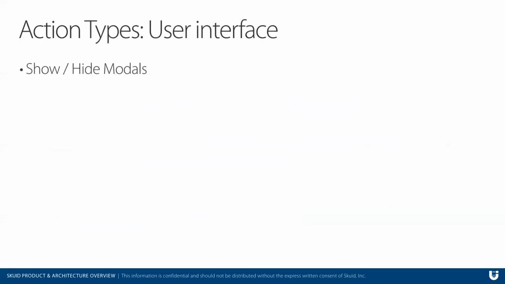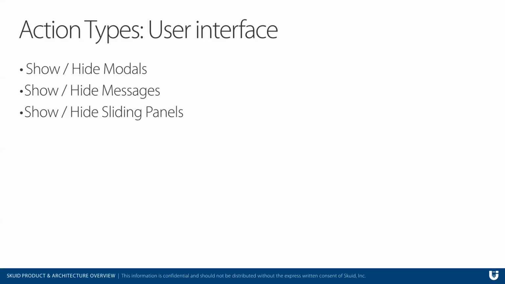All right, so let's just go through quickly some of the key types of actions in the action framework. When you're interacting with the user interface, you can show or hide modals or dialogues, depending on how you want to call those. Messages in the UI. You can pop out sliding panels. Those are a great feature, kind of an alternative to modals. You can go to different URLs or different Skuid pages. You can toggle a component on or off. If you want to hide a button or hide a whole area of the page, you can just do that with a toggle component action.